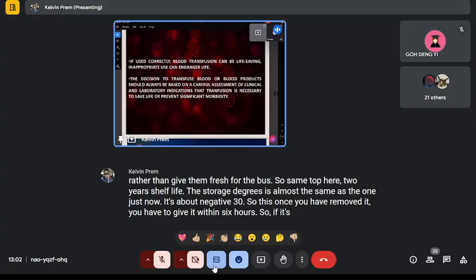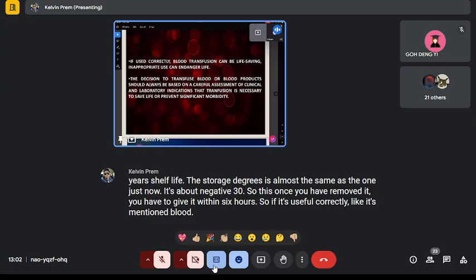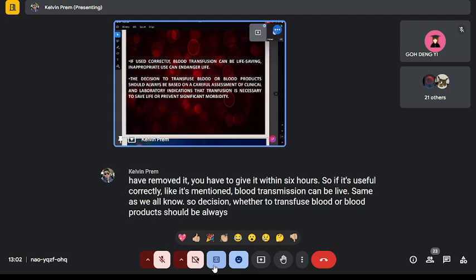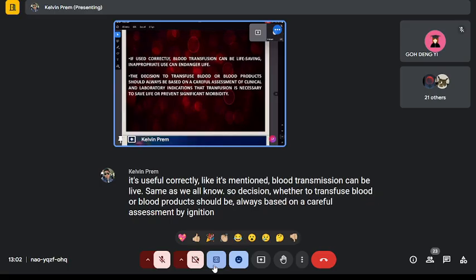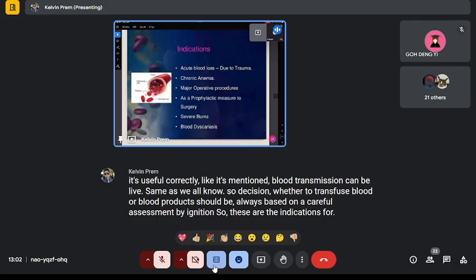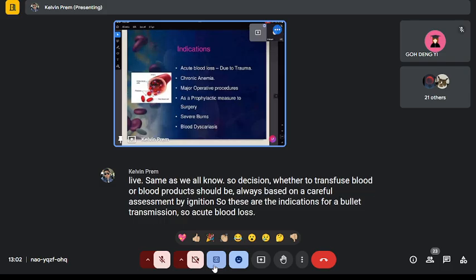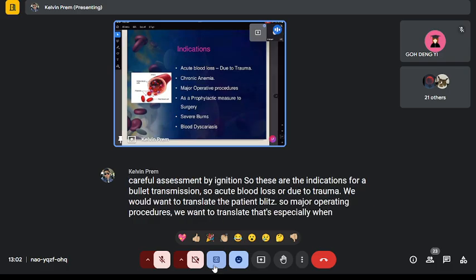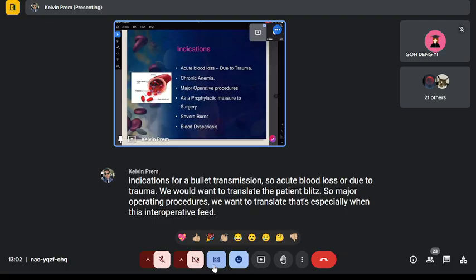So if it's used correctly, like it's mentioned, blood transfusion can be life-saving, as we all know. The decision whether to transfuse blood or blood products should always be based on a careful assessment by a clinician. These are the indications for a blood transfusion. Acute blood loss or due to trauma, we would want to transfuse the patient blood. Major operative procedures, we will want to transfuse blood, especially when there's intraoperative bleeding.